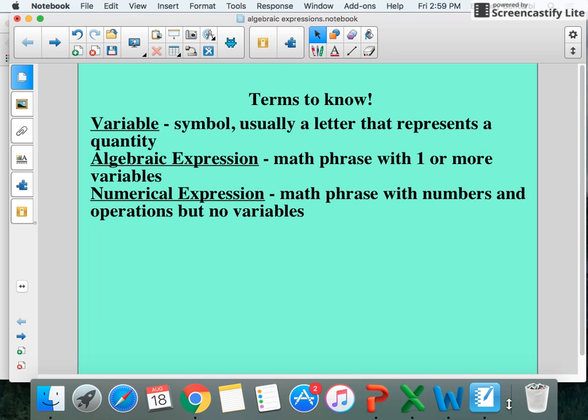So for chapter 1, we're starting off with variables and expressions. Some things that we're going to have to know: we have to know what a variable is, and that is a letter that represents a quantity or a number. Algebraic expressions, we're going to practice writing an expression. So that is a math phrase with one or more variables. And then you have a numerical expression, which is a math phrase that has numbers and operations, but no variables.